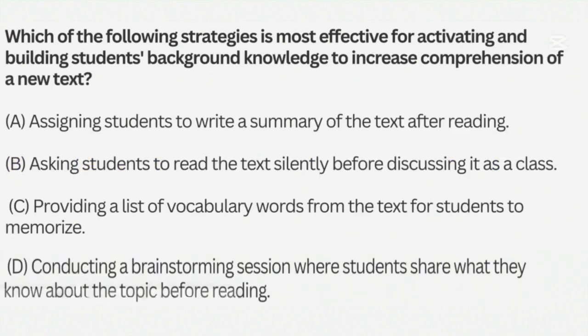Our next question, which of the following strategies is most effective for activating and building students' background knowledge to increase comprehension of a new text? So we're just wondering, like, what's going to activate and build students' background knowledge? So students writing a summary, how are you finding background knowledge there? You're not. Asking students to read something silently before discussing, how do you know what their background knowledge is? Providing a list of vocab for them to memorize does nothing because you're not finding anything from the past.